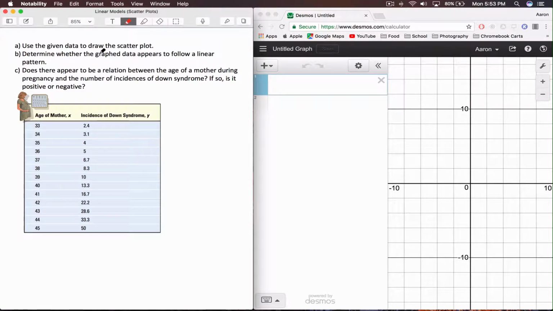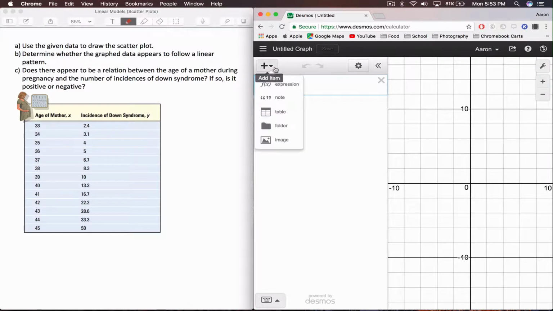For this example, we're going to be looking at whether or not the age of a mother during pregnancy influences or impacts the number of incidences of Down syndrome. So we want to determine if the data that is graphed is following a linear pattern, and whether or not it is, we want to figure out, is there a relation, and if so, is it a positive or negative one?